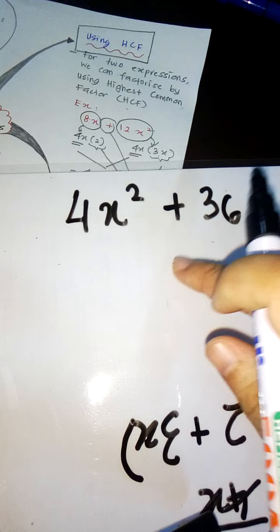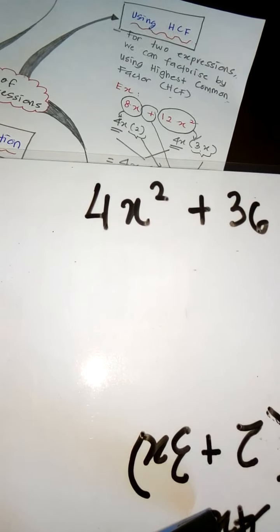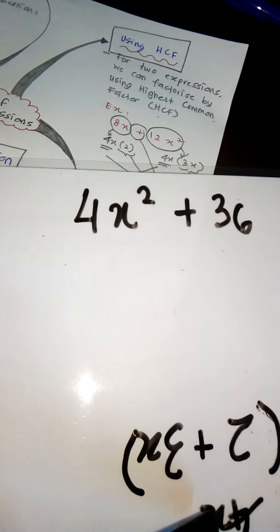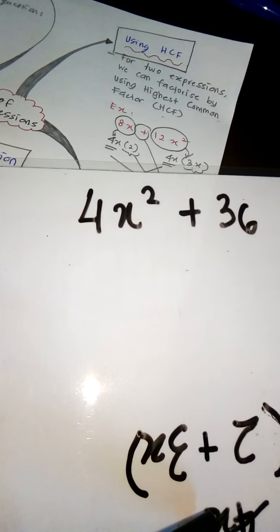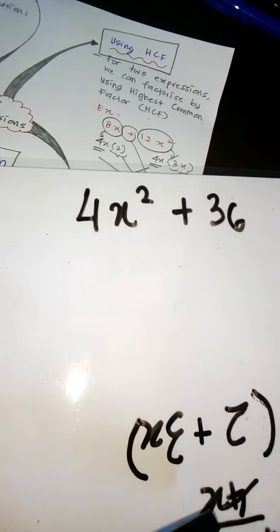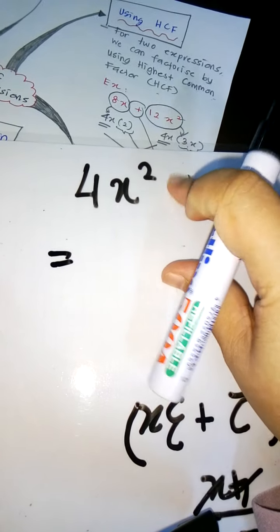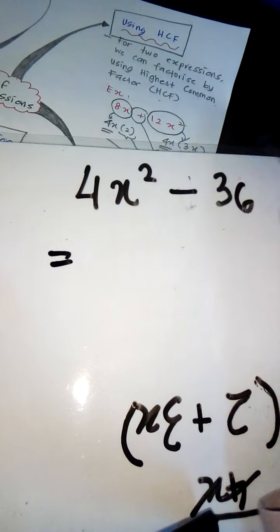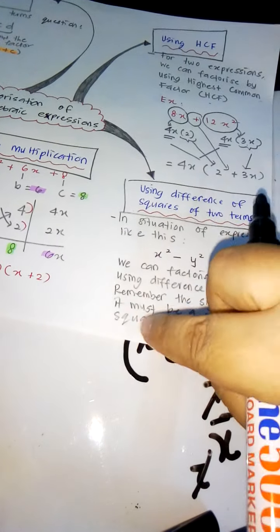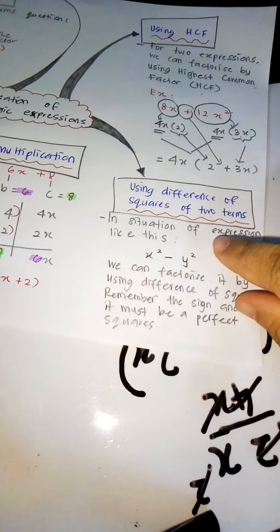Other than using the common factor, you can factorize it by using perfect square. Sorry, for a perfect square, the equation must be like this. Remember the sign, and it must be a perfect square. The sign must be minus.